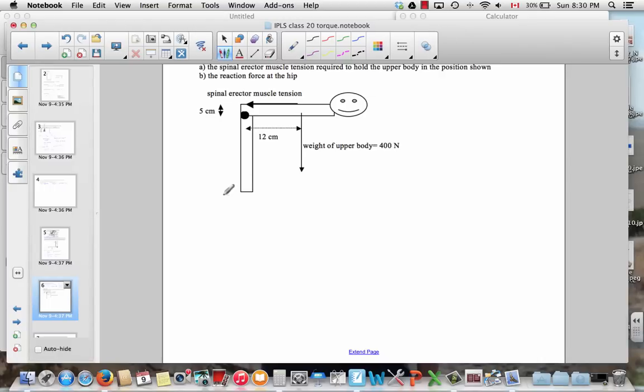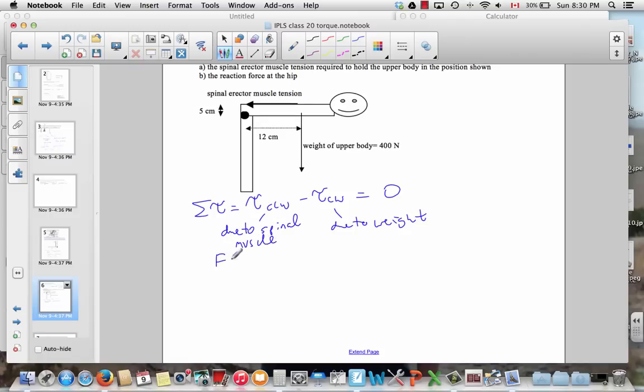So what do those conditions say? Well, they say that the torques have to sum to 0. So the counterclockwise minus the clockwise has to be 0, or they have to equal each other. So with this pivot point, the weight of the upper body tends to rotate us in a clockwise direction. So this is due to the weight. The spinal muscle tension passes over the top of the pivot point and therefore creates a counterclockwise torque.